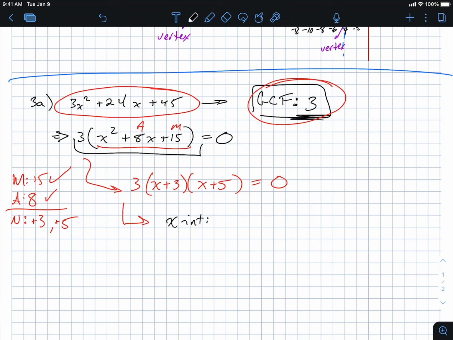You guys know what the x-intercepts are? Remember, they're just the opposite of whatever number you see there. So one of the x-intercepts is going to be at -3 and 0.